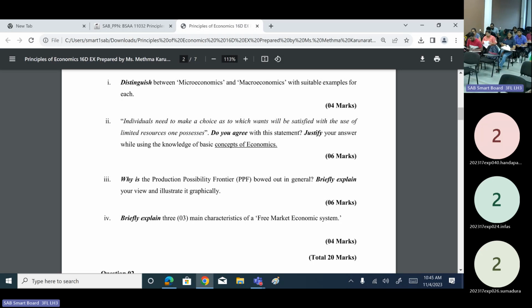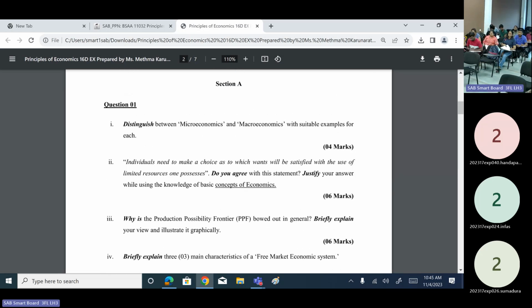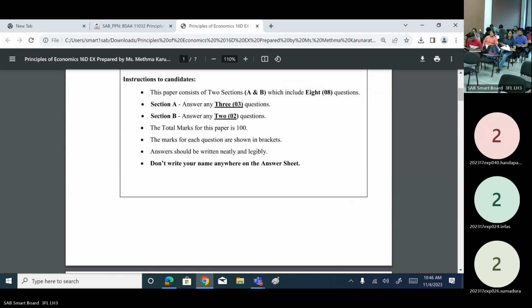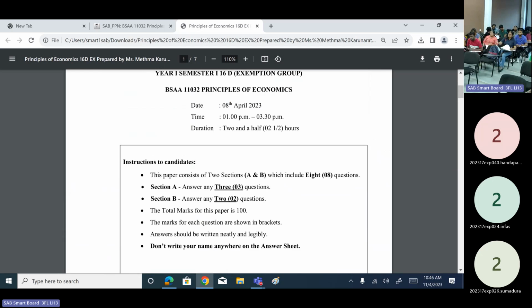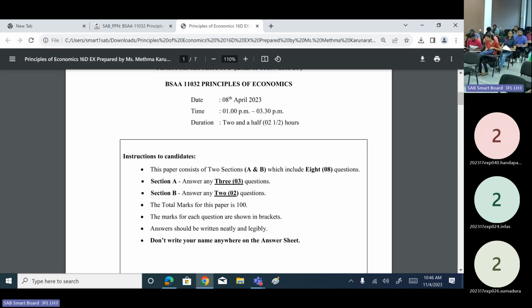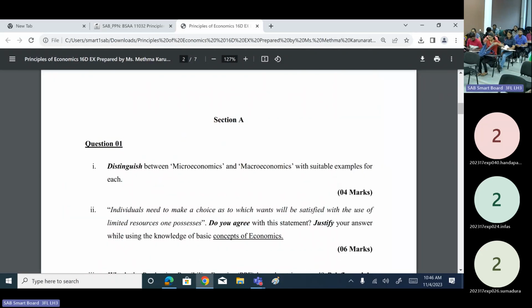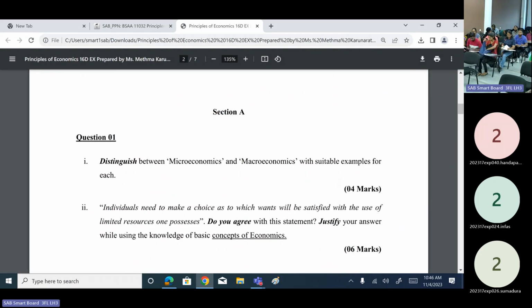Don't write down the questions, no point. Take a picture and write down the answers, because you know the paper is this. I will upload it once this is ready. The 8th April 2023 paper, 16B exemption, right? So let's write down the answers because I want to cover as much as possible for you all.